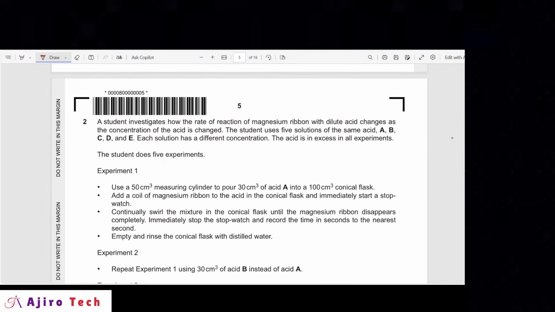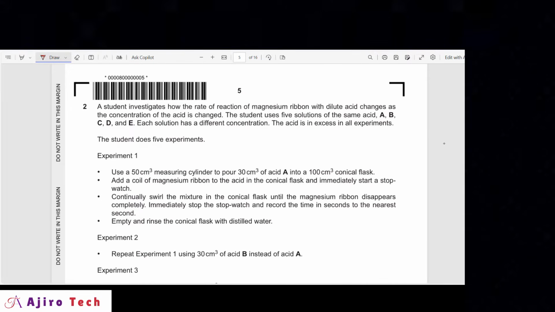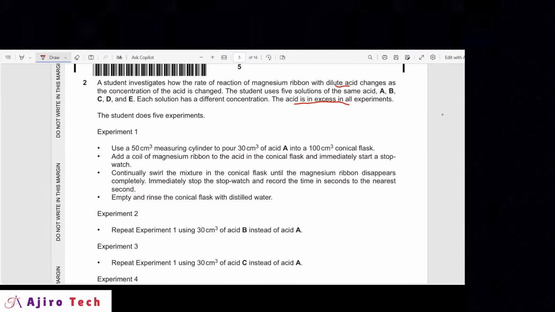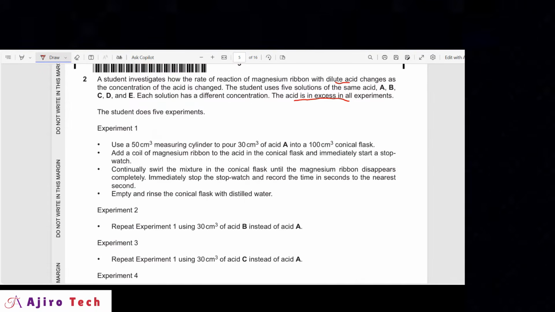Now, in question 2, you're given a description where a student is trying to investigate the rate of reaction as it depends on the concentration. So, a magnesium ribbon was used with dilute acid, and the concentrations were observed. Okay, it was observed at different concentrations, basically. And then one thing we also notice in this description is that the acid was changed. Okay, we had to change the acid at different experiments.